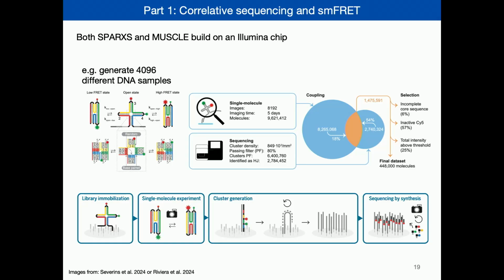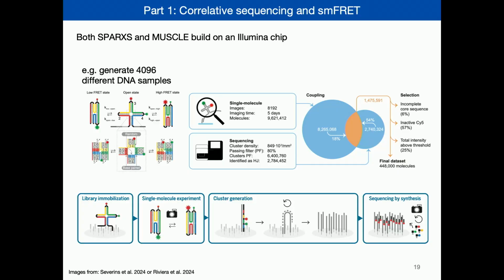Then they did sequencing in parallel. In sequencing, they actually could only identify about 2.7 million molecules with the sequence. And through some selection criteria that they have, they ended up from, in the beginning, 10 million molecules, with around 400,000 molecules. That's still impressive, very impressive for me, because when I do my TIRF FRET experiment, I observe typically 400 molecules. It's a factor of 1,000.